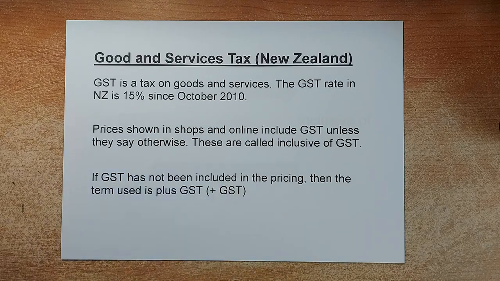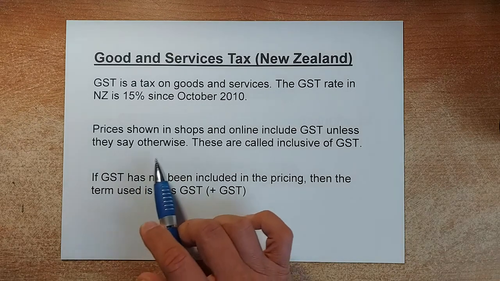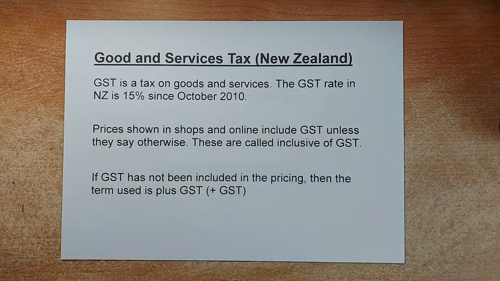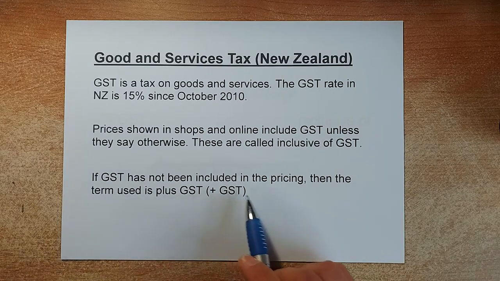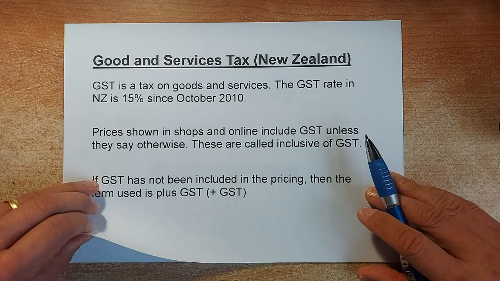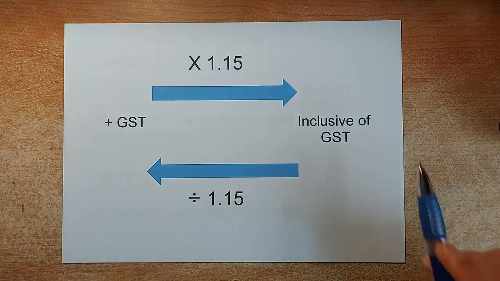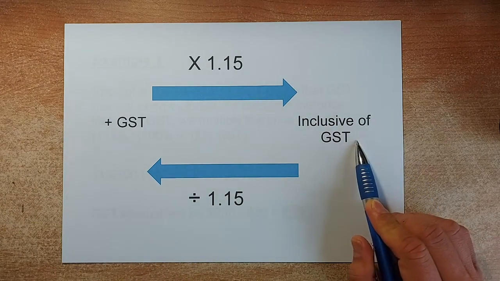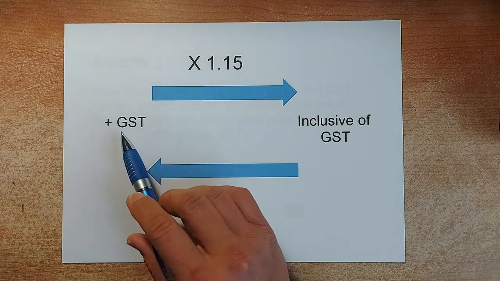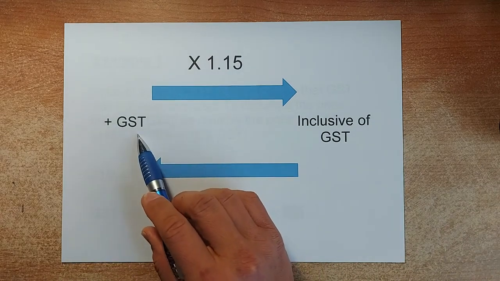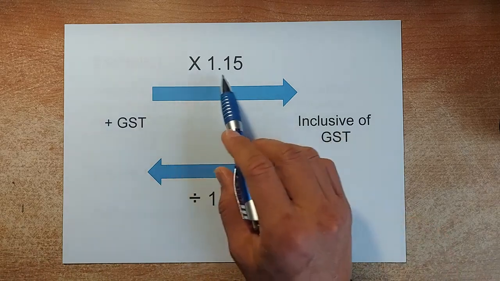So prices shown in shops and online include GST. For example, if you go to the supermarket, all the prices include GST, unless they say otherwise. These are called inclusive of GST. Okay, if GST is not included in the pricing, then the term they use is plus GST or simply plus GST. So there are two calculations that you need to know. Okay, so on the left side is plus GST, means GST has not been included, and on the right side is inclusive of GST. So suppose I want to calculate a price plus GST, meaning it has not been included. If I want to include it, I need to multiply by 1.15.